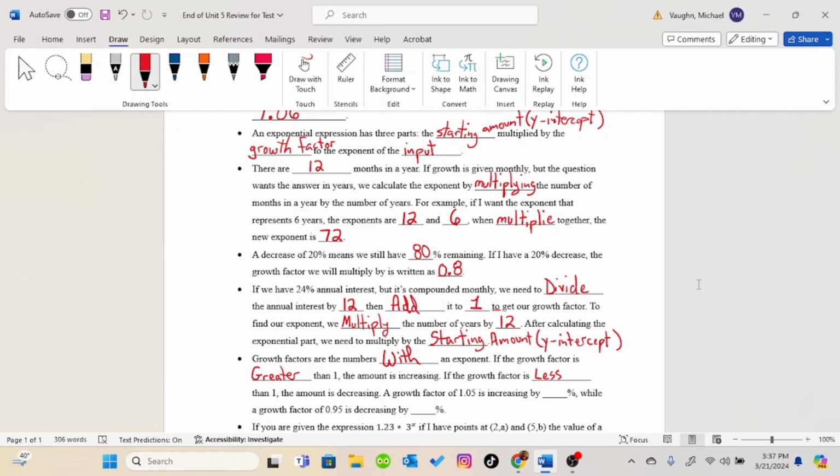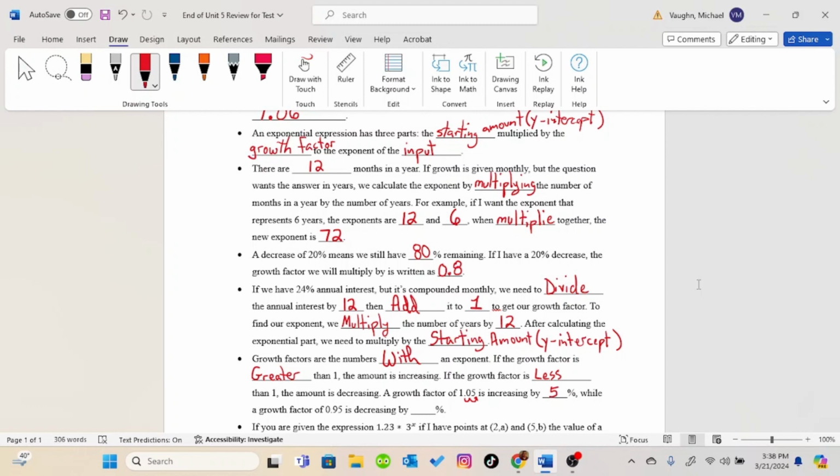If you were to look at the growth factor and it were something like 1.05, then that is increasing by 5 percent. We'll take your decimal point, move it to the right 2 places. The 1 is maintaining the current amount. The 0.05 is increasing by 5%.